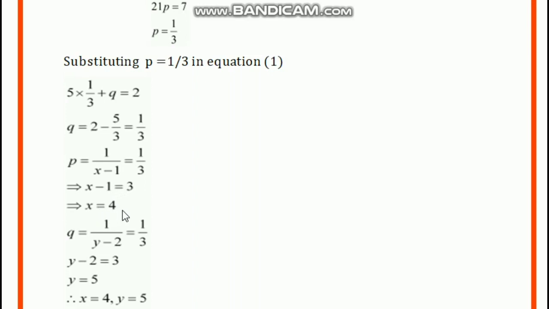Okay, already we took q equal to 1 divided by y minus 2. The q value you found, what is the value of q? Q is 1 by 3. Then take the reciprocal. What is the reciprocal of 1 divided by y minus 2? Y minus 2. So y minus 2 equals 3, therefore the value of y equals 5. Okay, and finally we got the solutions: x is equal to 4 and y equal to 5.